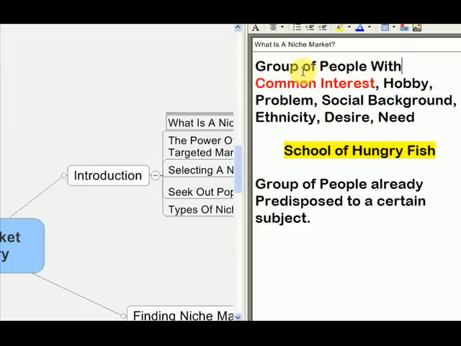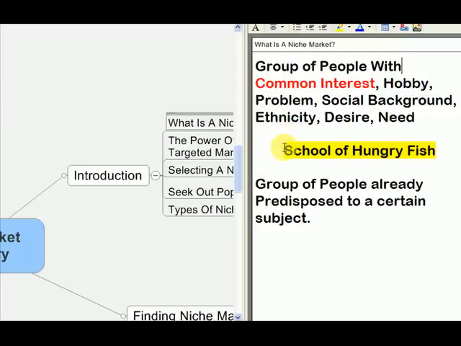So if you find a group of people who are interested or have something in common, that's a potential niche market. And I'm going to explain some reasons for why you would want to find people that have something in common for you to target a website or a product to that market.